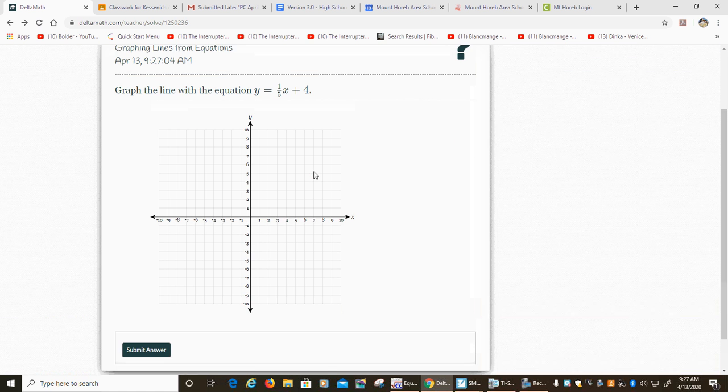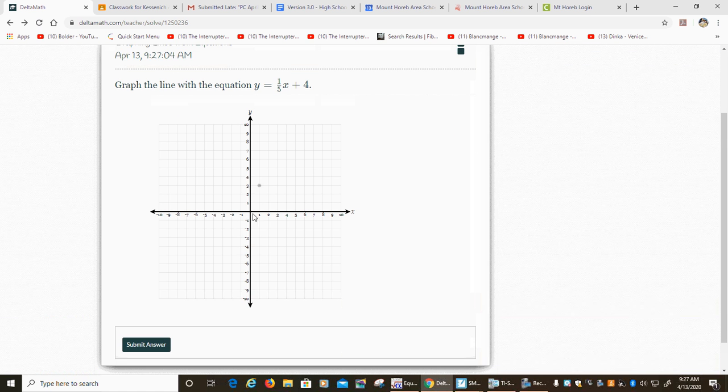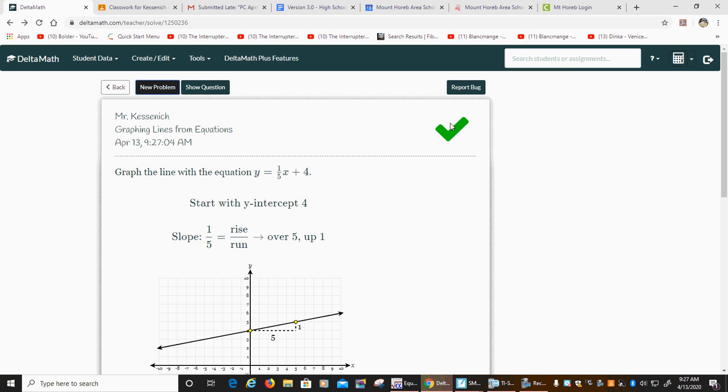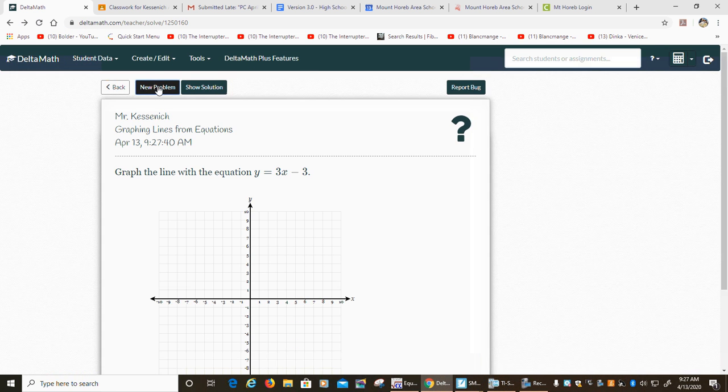Okay, the y-intercept is 4. So you start with your y-intercept of 4, and you put that on the y-axis. It tells you there's the y-axis. You go there and you put a dot at 4. Your slope is 1/5. So you rise 1, run 5 from that point. Rise 1, then 1, 2, 3, 4, 5, you run 5. Submit your answer. Are you sure? Yep. And it says we got it correct. So let's try another one.